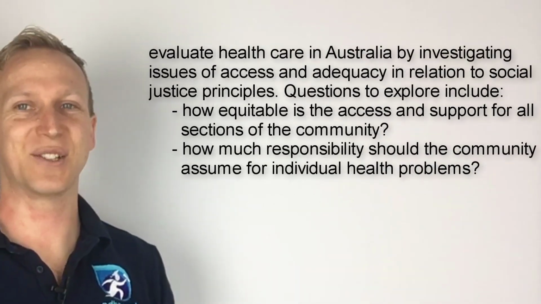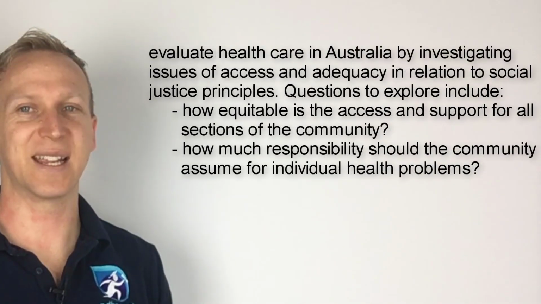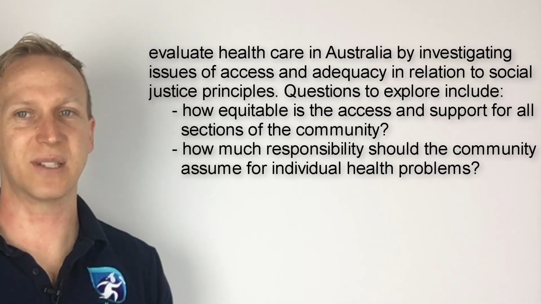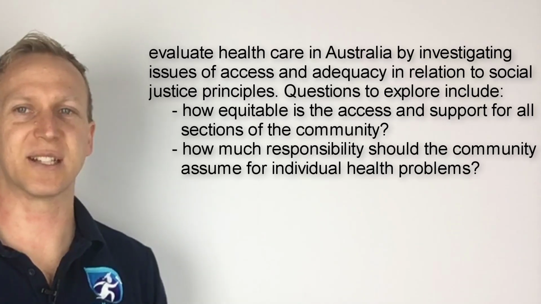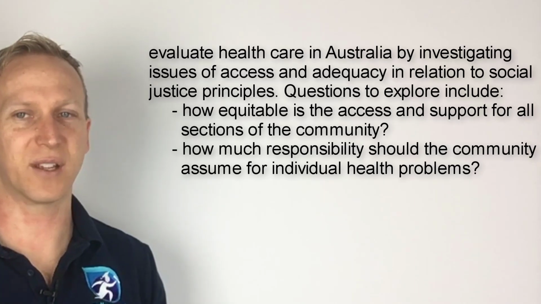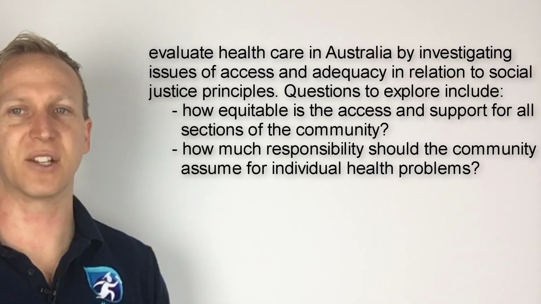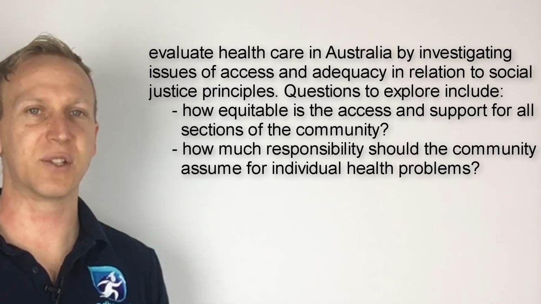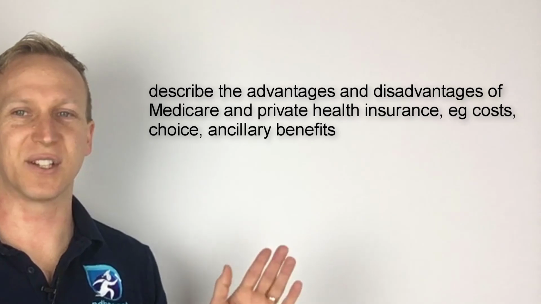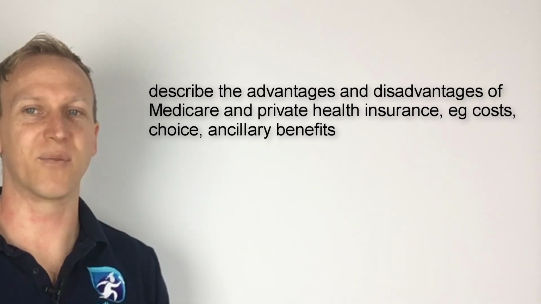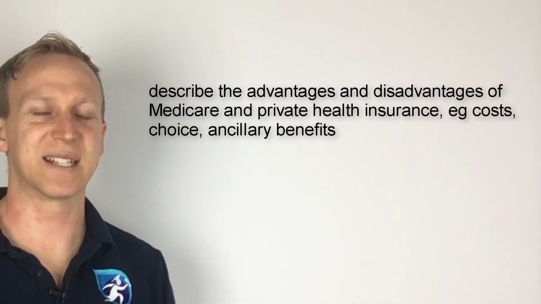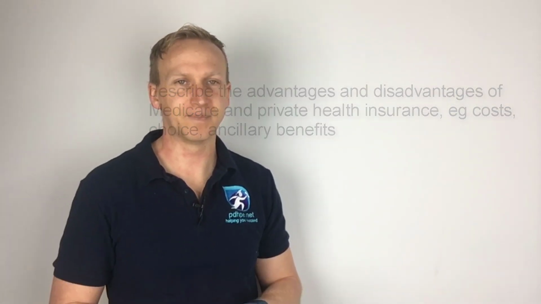Our Learn To asks you to evaluate healthcare in Australia by investigating issues of access and adequacy in relation to social justice principles. You need to explore questions such as how equitable is access and support for all sections of the community, and how much responsibility should the community assume for individual health problems. And then the final Learn To there is for you to describe the advantages and disadvantages of Medicare and private health insurance, particularly thinking about costs, choices, and the benefits of ancillary care.